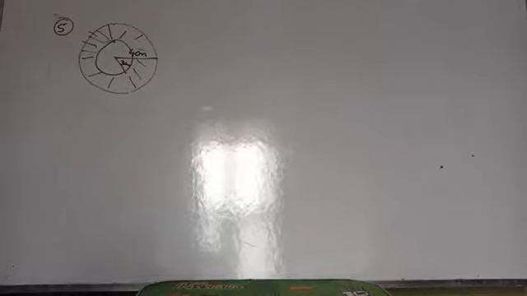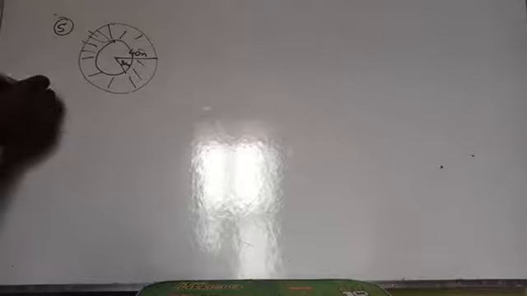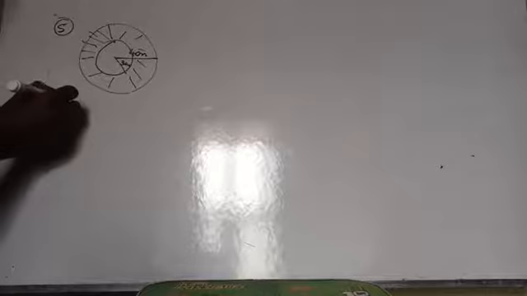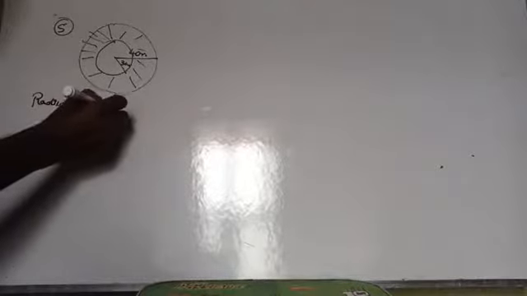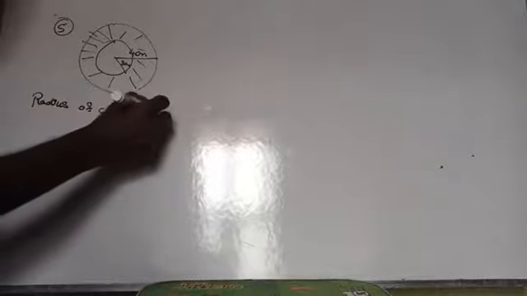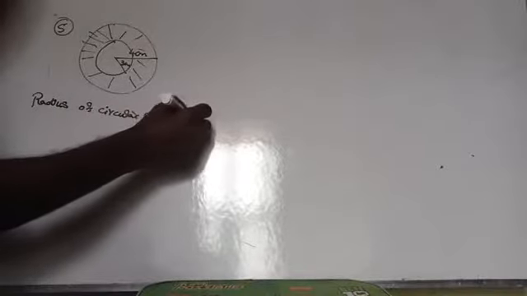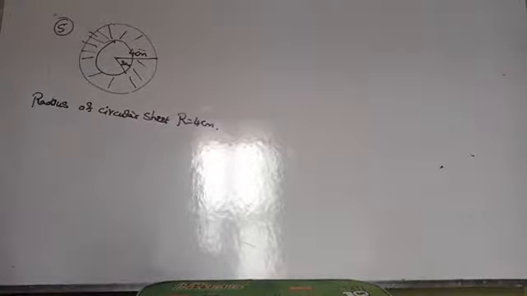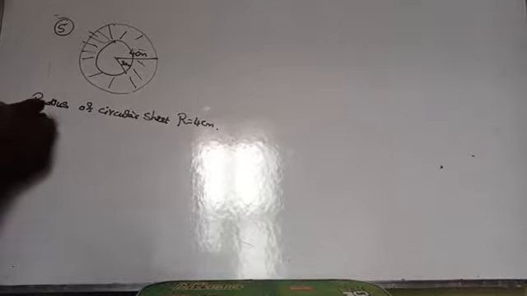Right? Now, first we find the area of the circular sheet. The radius is given as 4 cm. Let it be capital R. The radius of the circular sheet, capital R, is equal to 4 centimeter. And then after that, what is given? The radius of the circle to be removed, small r, is equal to 3 centimeter.